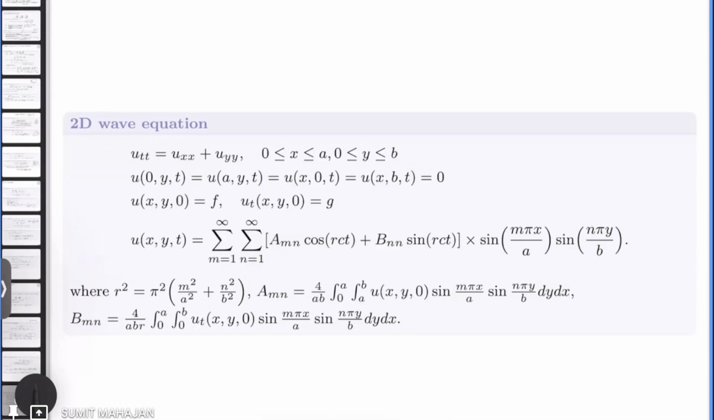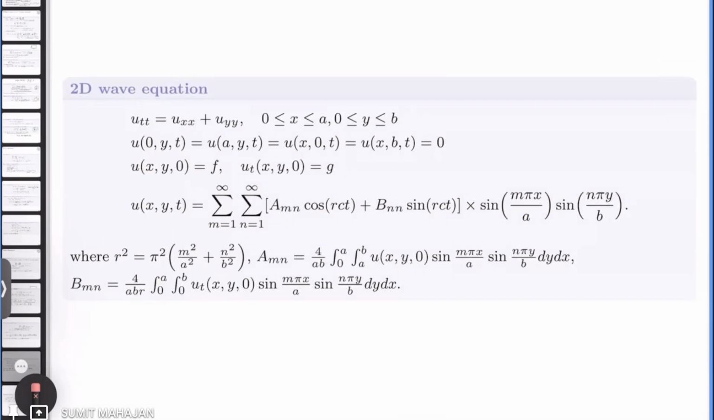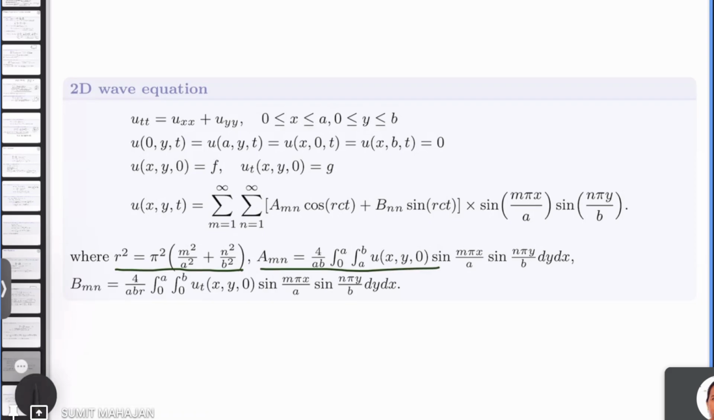And finally, the wave equation in the two dimension case is given as, let's say u tt equal to u of xx plus u of yy, u of 0 comma y comma t equals 0, this is the condition, and u of x comma y comma 0 is equal to f, and u t of x comma y comma 0 equals g. Then this is the solution where r is given by this, a mn is given by this formula, and b mn is given by this formula.